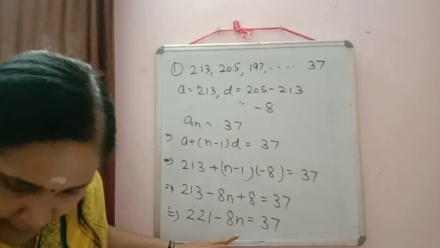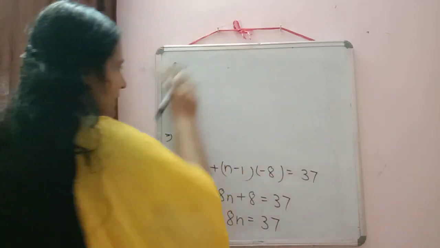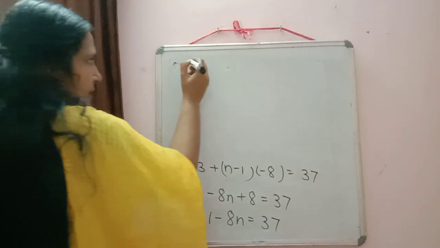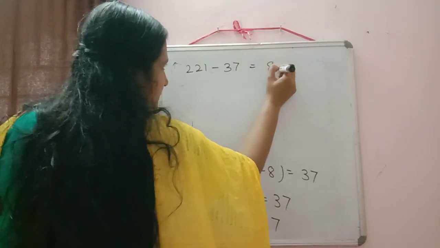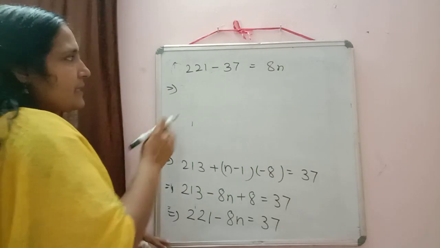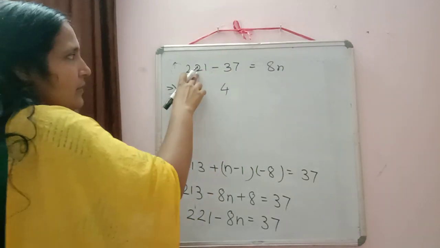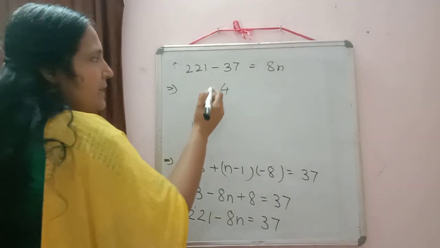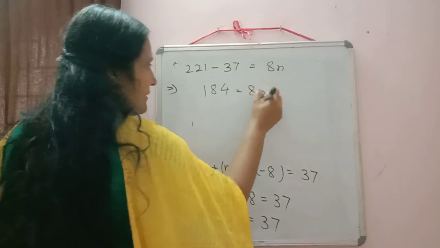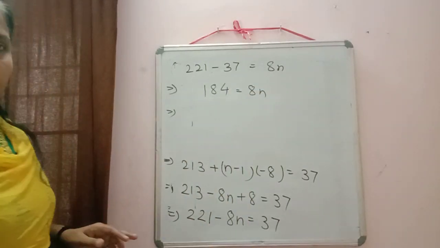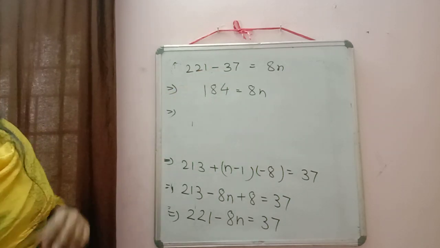Now what we can do, 8n we can shift to right hand side and 37 I am shifting to left hand side. So it will be equal to 221 minus 37 is equal to 8n. Do the subtraction here. 11 minus 7 will be equal to 4. Now it will be equal to 1 there. So 11 minus 3 is 8. 184 is equal to 8n. It's correct only. 11 minus 7 is 4. Here it will be 11 minus 3, 8.